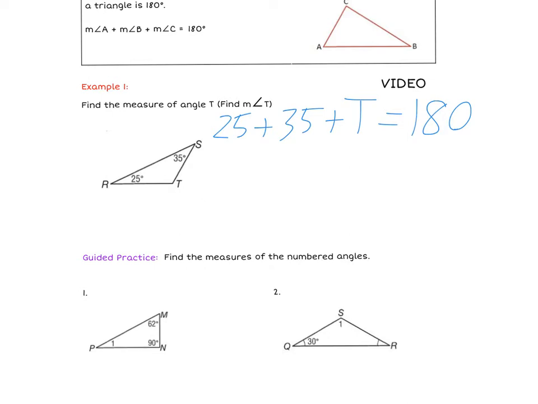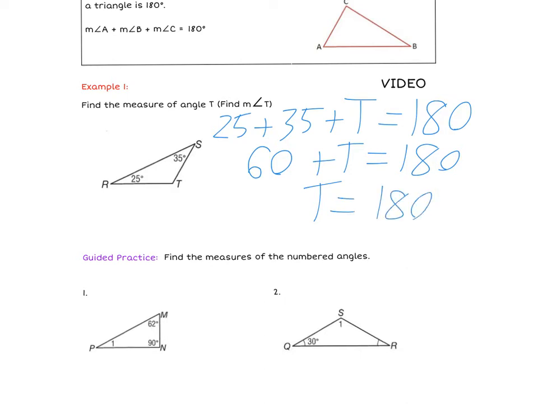Combine our like terms. 35 plus 25 gives us 60. 60 plus T must be equal to 180. Subtract 60 from both sides. T is equal to 120. Or if we're being more specific, the measurement of angle T is equal to 120.